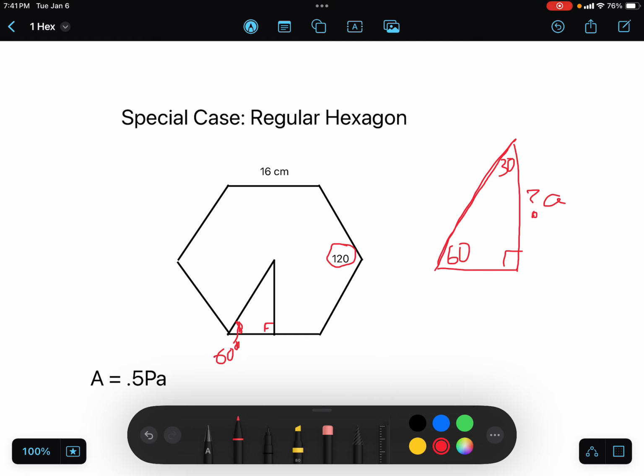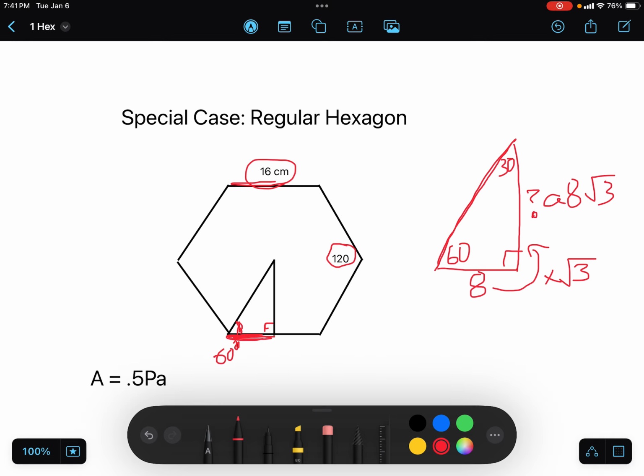So what we do have is this length here, which is half of the given side length. So half of 16 is 8. So if that's 8, then the apothem length, of course, is going to be, we're going to multiply by the square root of 3, and the apothem length is going to be 8 times the square root of 3.